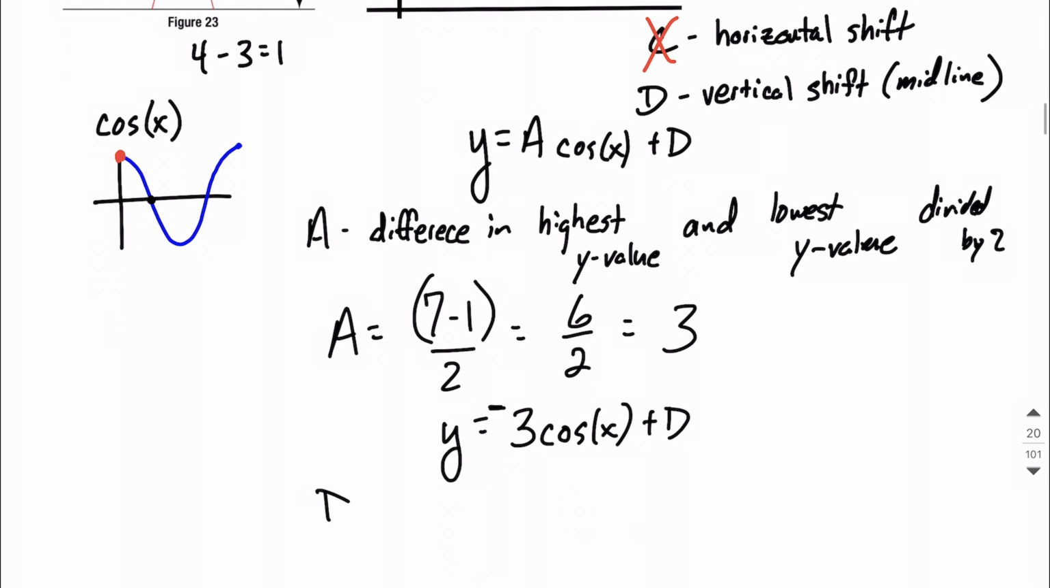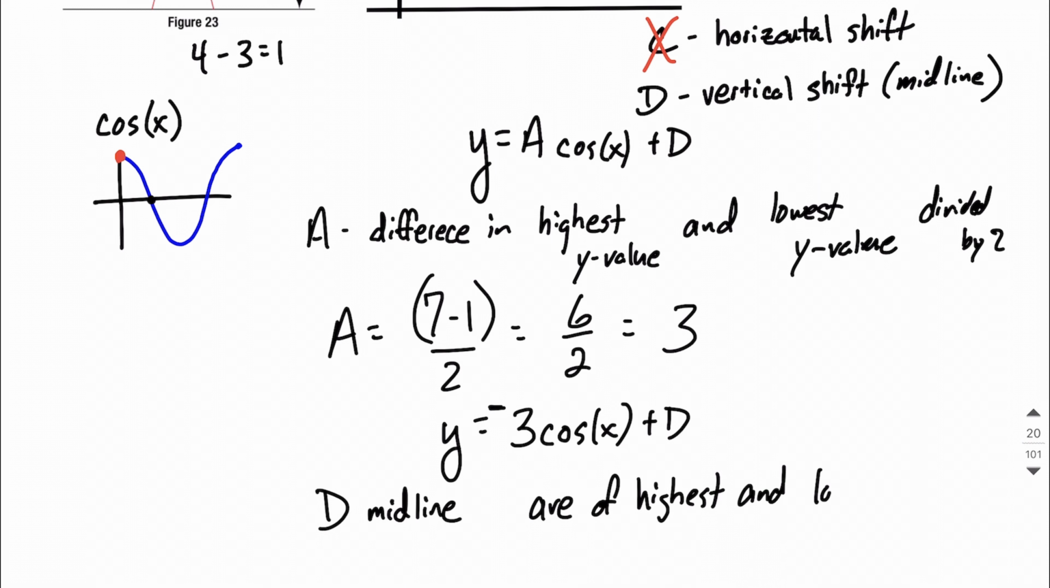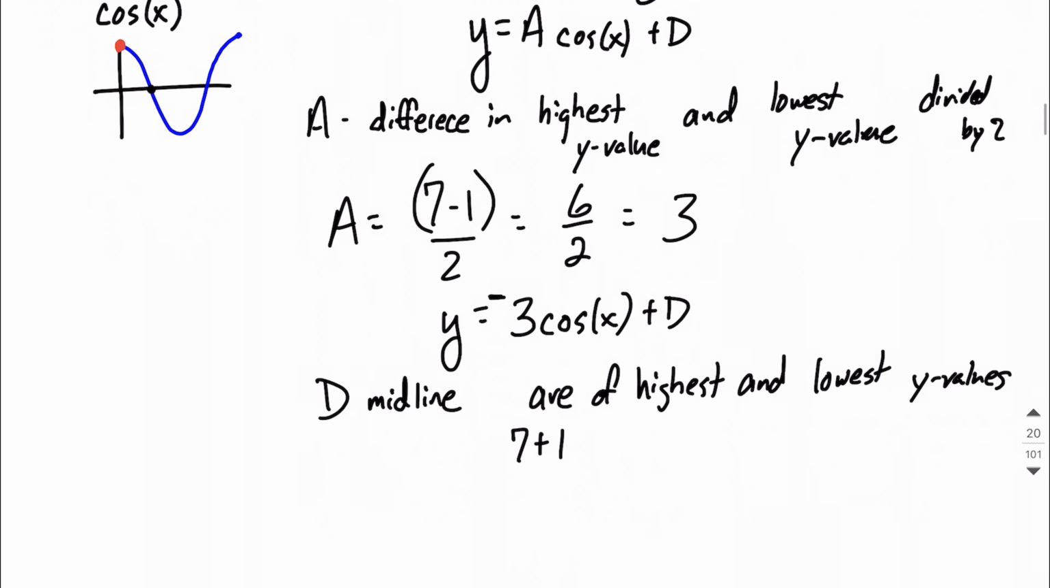All right, the last thing we need to find on ours is d, which, like we said, is a vertical shift. We can sometimes call this the midline. And the midline is basically the average of the highest and the lowest y values. All right, so the average of the highest and lowest, we said the highest was 7 and the lowest was 1, so 7 plus 1, and we take their average, we're going to divide that by 2. We're going to get 8 over 2, which works out to be 4.